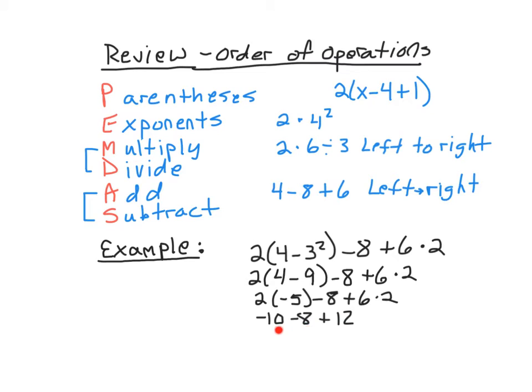And we're finally down to the very bottom here, add and subtract. And I've got both. I'm just going to start from the left and work my way to the right. And when I do that, I get negative 10 minus 8 would give me negative 18. And then plus the 12. And now I do that last step, which is the negative 18 plus 12, which would give me a negative 6. And I am done doing PEMDAS, or order of operations, for that particular expression.